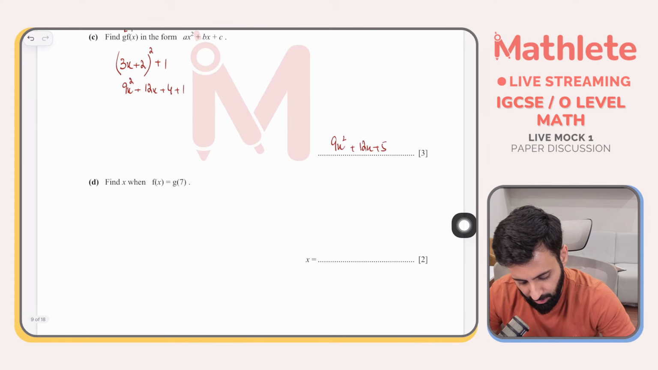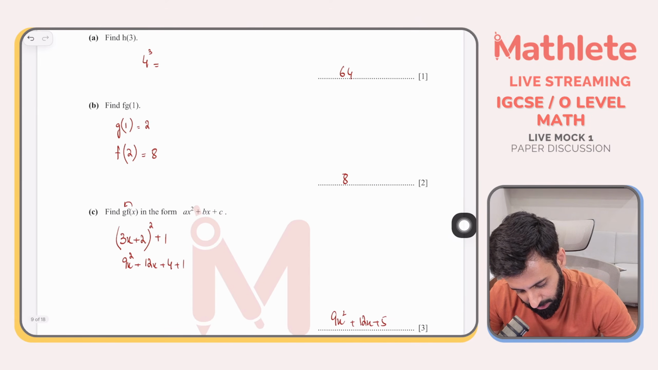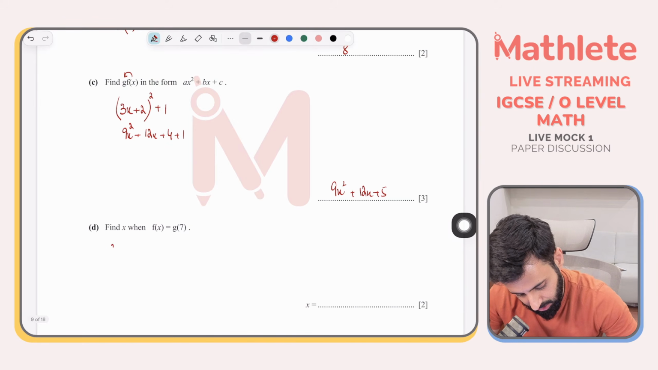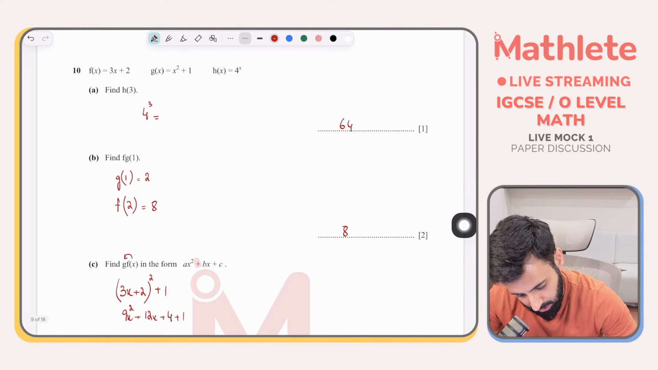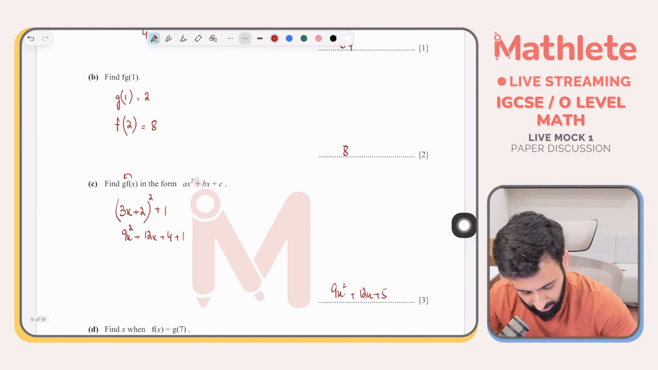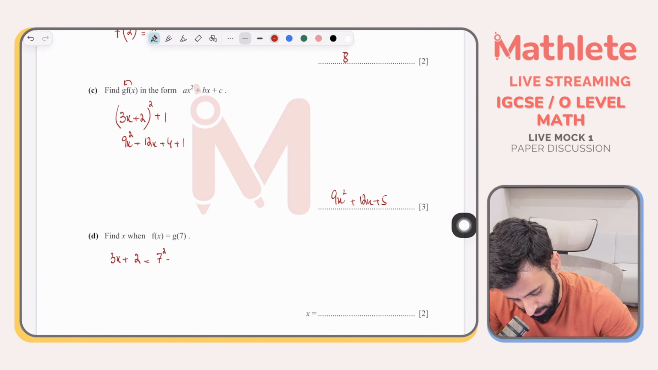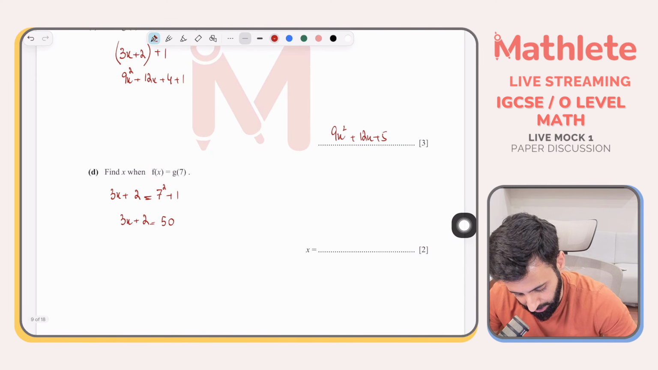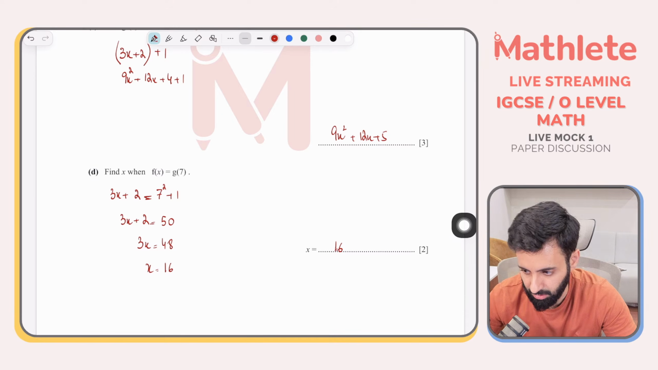Okay. Find x when f of x equals g of 7. f of x means 3x plus 2, and this is equal to g of 7. g of 7 means 7 squared plus 1. So 3x plus 2 is equal to 7 squared, that's 49, plus 1 is 50. 3x is equal to 48, which means x is equal to 48 upon 3, that's equal to 16.